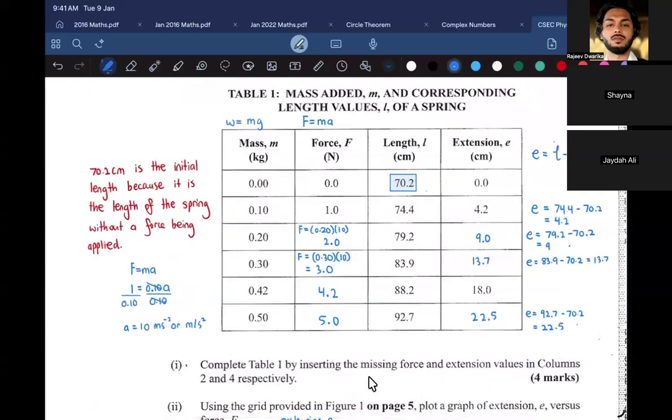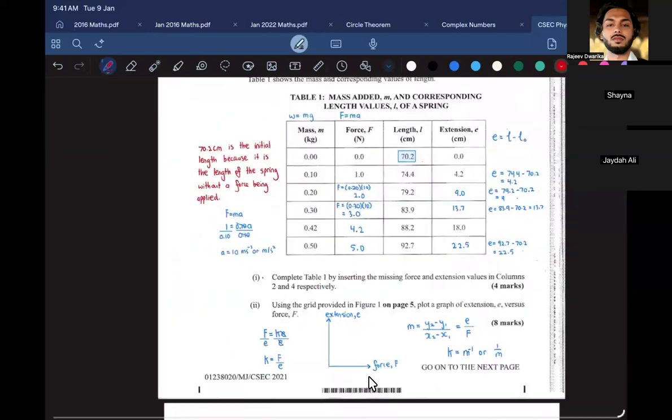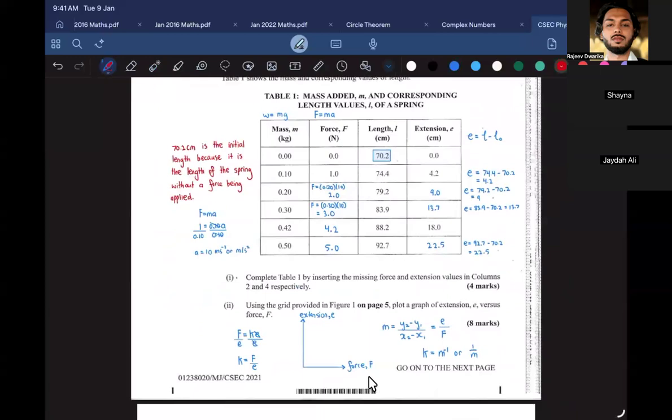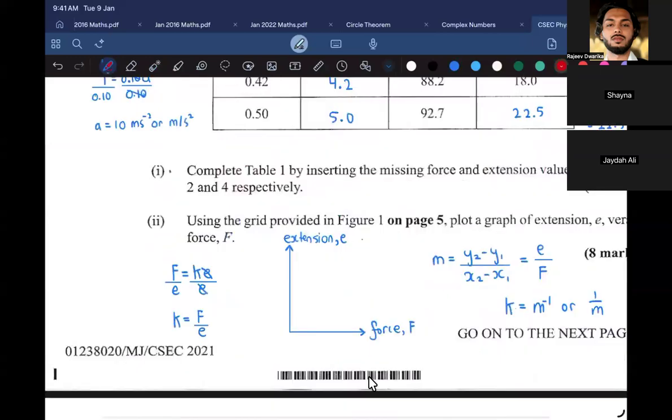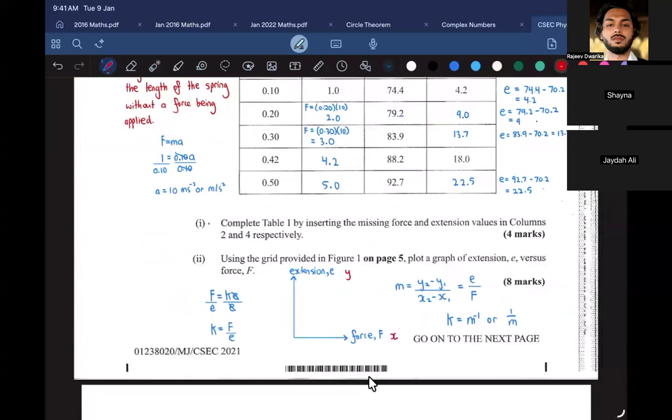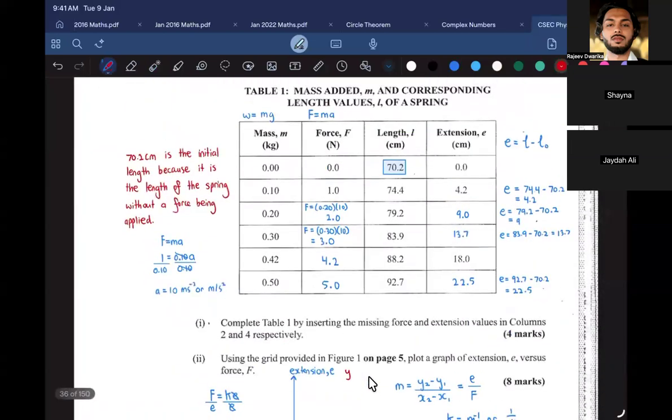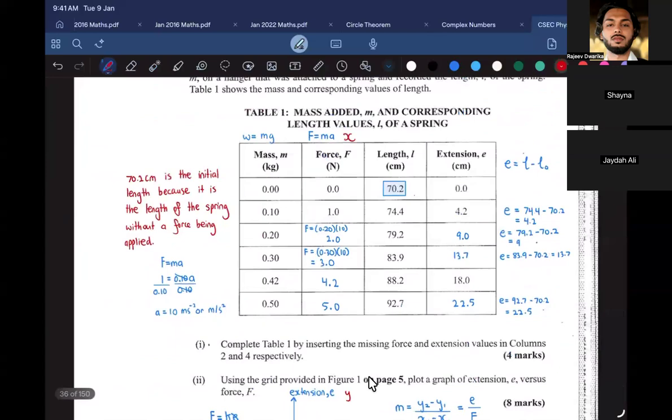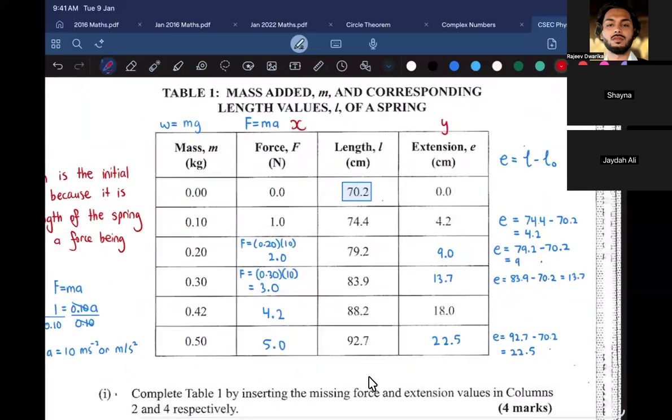So another thing students have a problem with is plotting the graph. So Shayna, remember I said extension is on the y-axis and force is on the x-axis. Remember I said that? Yes, sir. I think we should try to come up with the coordinates. So we're going to put x for force, so you know that's the x-axis, and I'm going to put y for extension, so you know that's going on the y-axis.